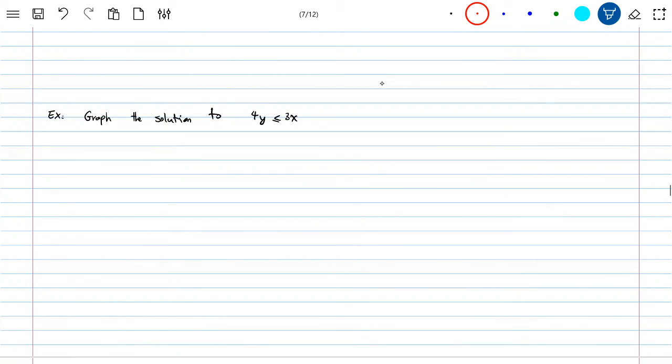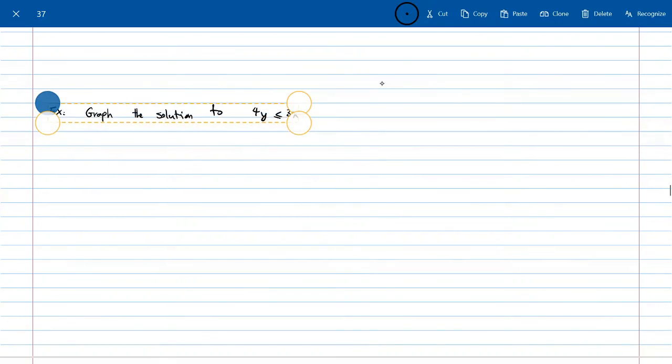Let's try this one. Graph the solution to this inequality. 4y less than or equal to 3x. Step 1, change the inequality to equal. 4y equals 3x. Isolate y: y equals 3/4 x. This is the equation of a line.